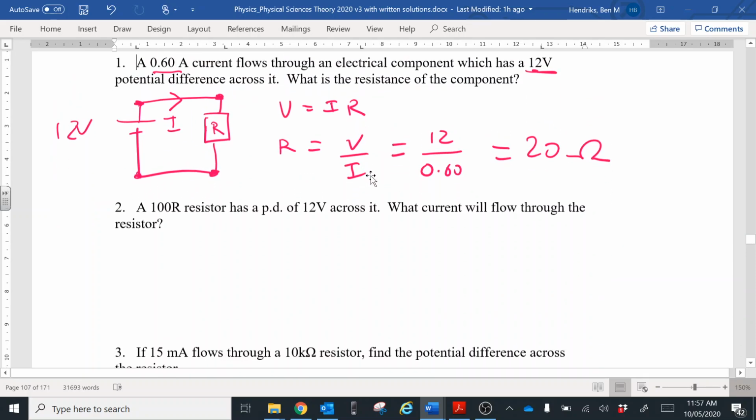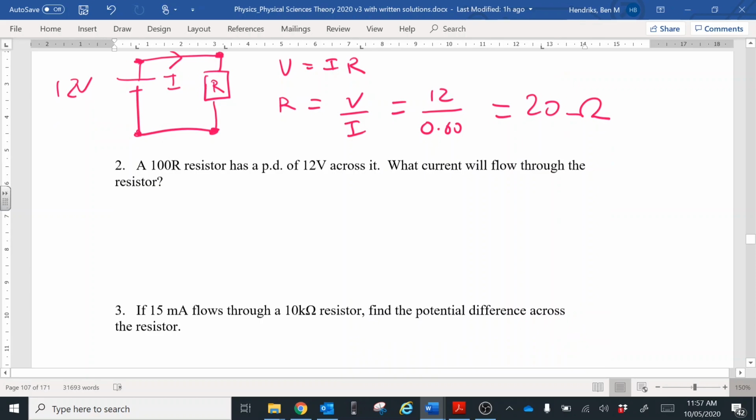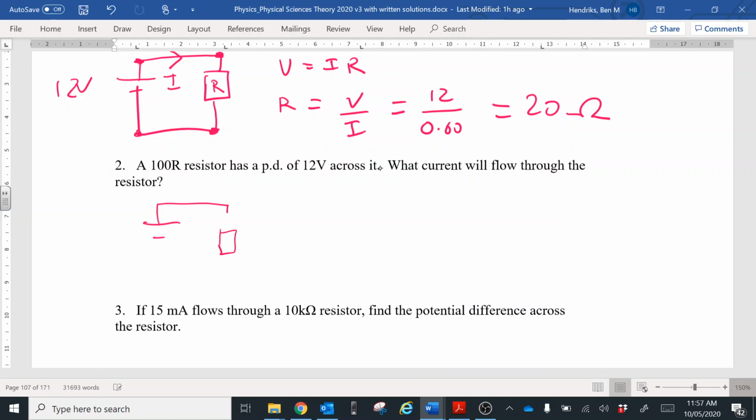Alright, so a 100 ohm resistor has a potential difference of 12 volts across it. What current will flow through the resistor? So again, if we throw our circuit in there, why not? So we've got 12 volts in the battery, and we've got 100 ohms, or 100 R there, and then what current? So I there, and remember that I is the same everywhere.